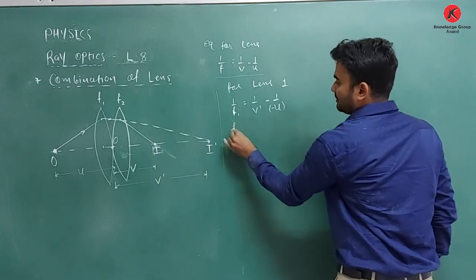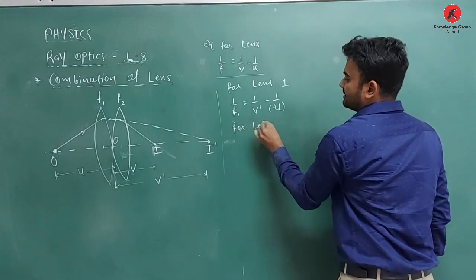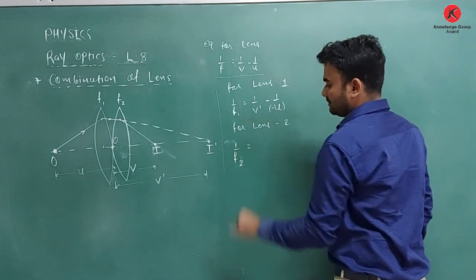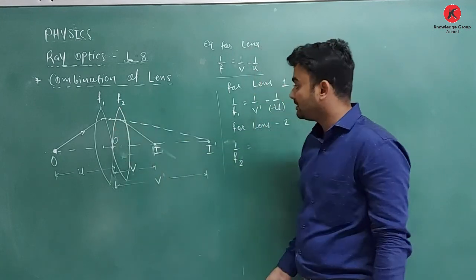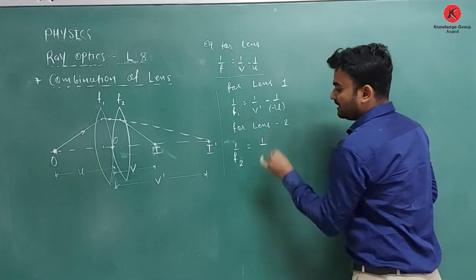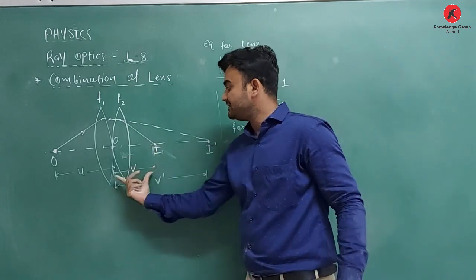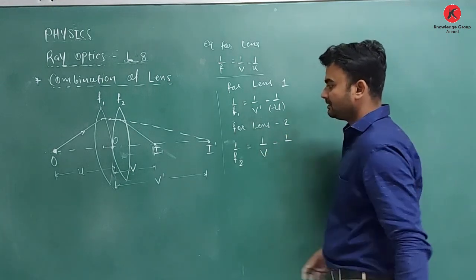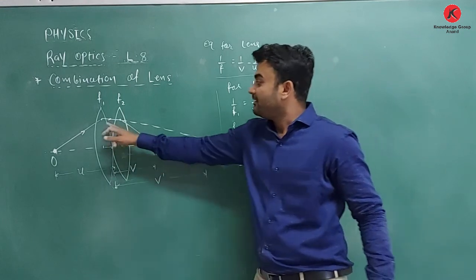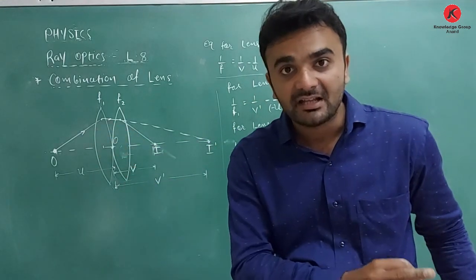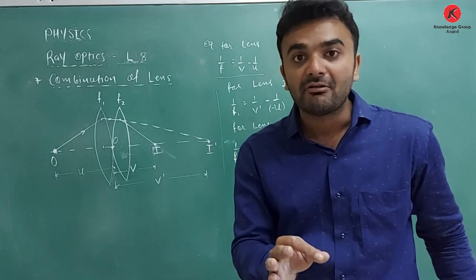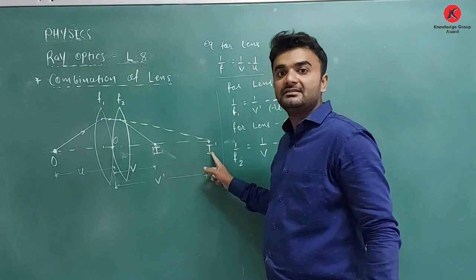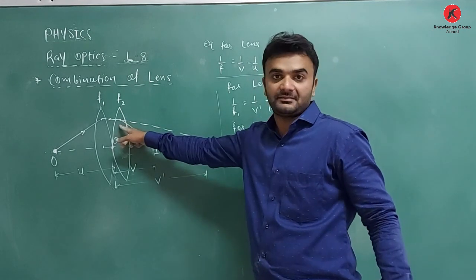For lens 2, 1 upon f2 is equal to 1 upon v, the final image distance, minus 1 upon v dash. The image of the first lens will behave as an object for the second lens. This image is the object for this lens, the second lens.